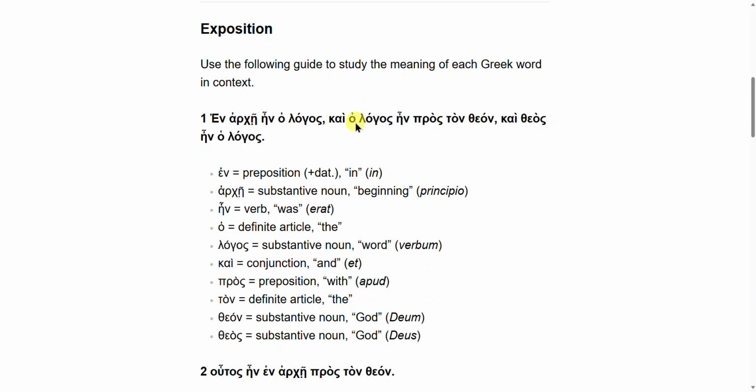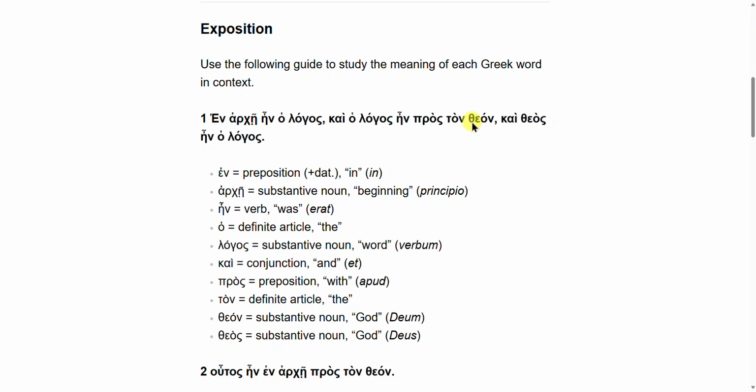We then have the same phrase we saw here, ho logos, the rough breathing and omicron, ho logos. We then have the verb repeated here, ein, same verb we saw here. We then have P, Rho, Omicron, and final sigma with grave accent, pros. We then have the article tau, Omicron, nu, ton.